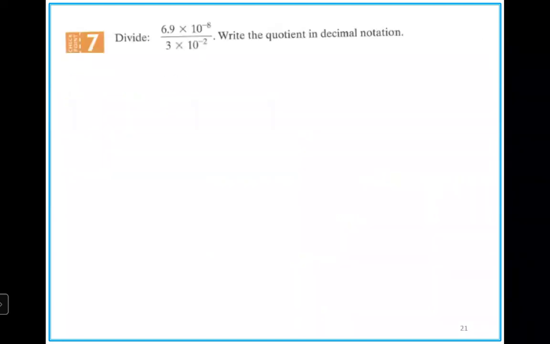I want you to try one now, where you apply that same principle: divide numbers written in scientific notation and give your answer in decimal notation. I'll give you a minute or so to do that.